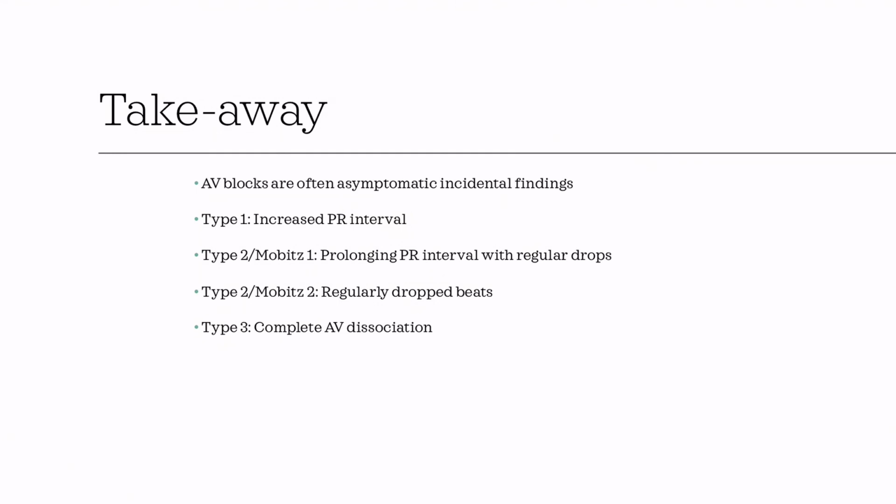Type 2, Mobitz 2, that's where you have your regularly dropped beats. Now you can't see that progressive PR interval elongation, you're just going to have beats dropping out. And finally, type 3, you've got complete AV dissociation. So you've got an atrial rhythm occurring with a completely separate ventricular rhythm. It's going to be pretty random and haphazard, but they should be regular to each other. So just make sure you tick off some of those P waves and some of the QRS complexes and look for the regularity there. That's it for today, guys.